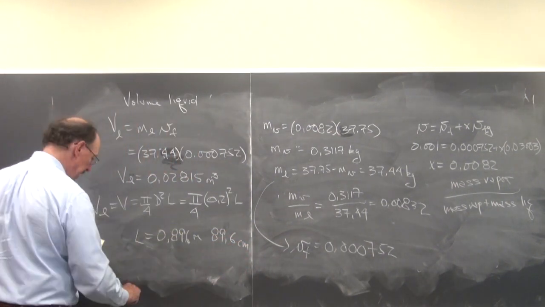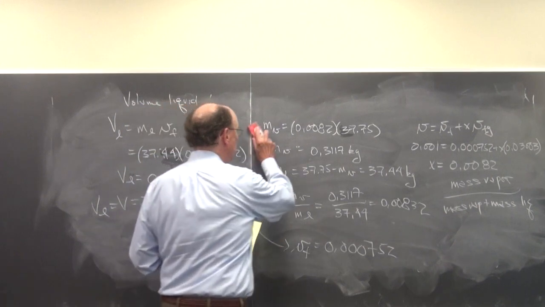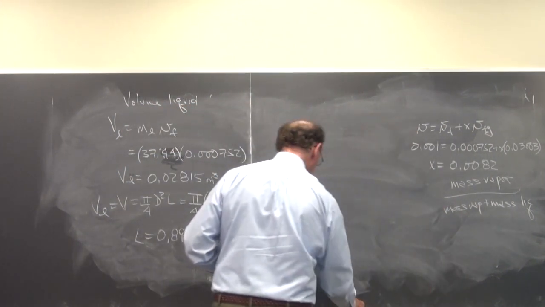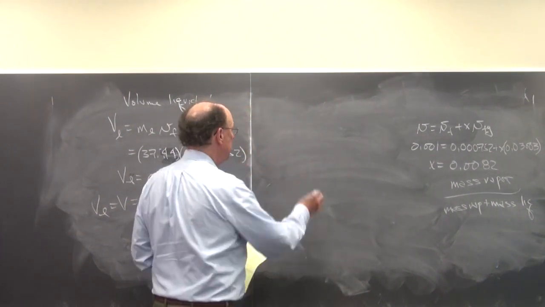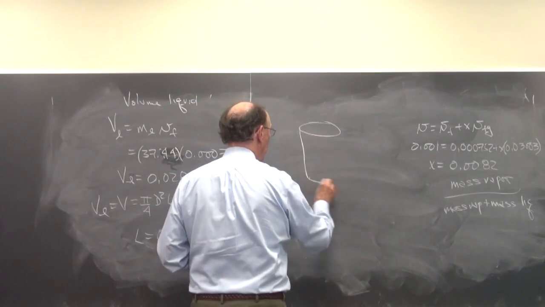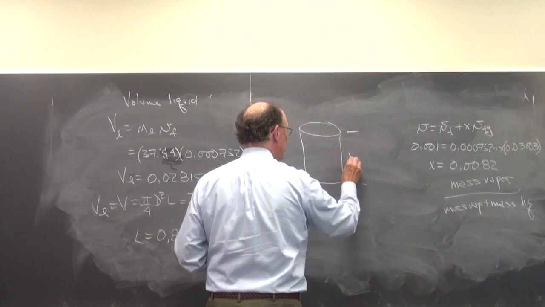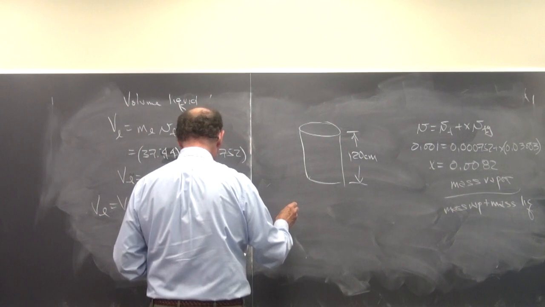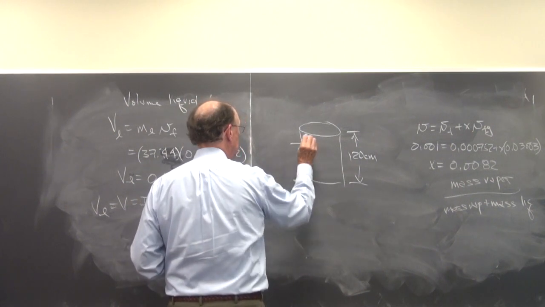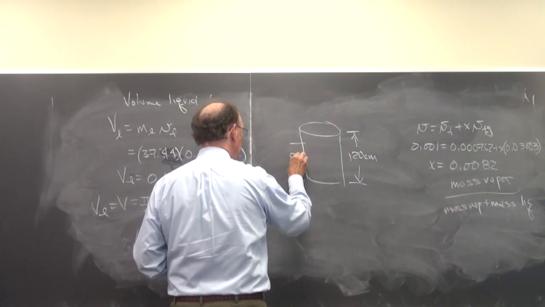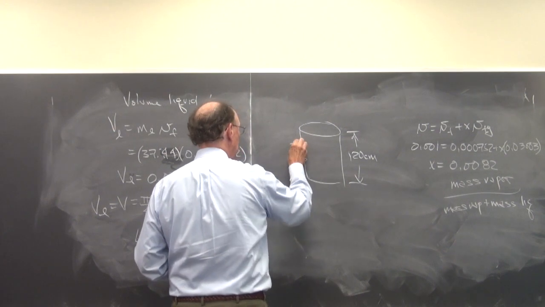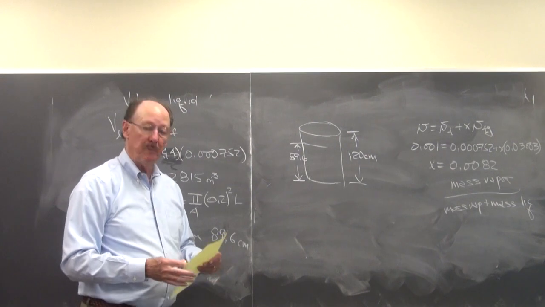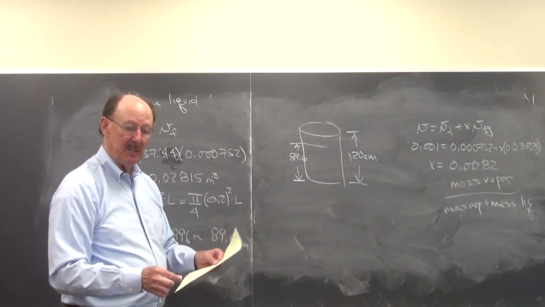So when I looked at the tank, it's 120 centimeters, and the liquid line is up here at 89.6. So that tells me what the liquid line is. So you have a little practice doing some of these problems too.